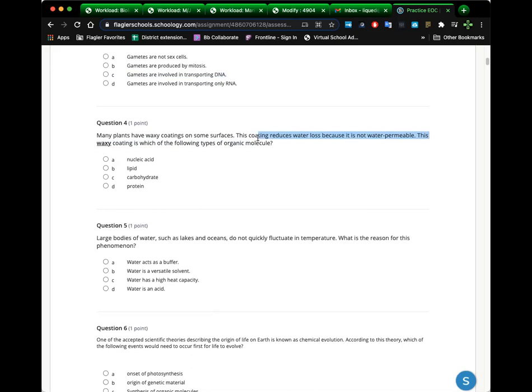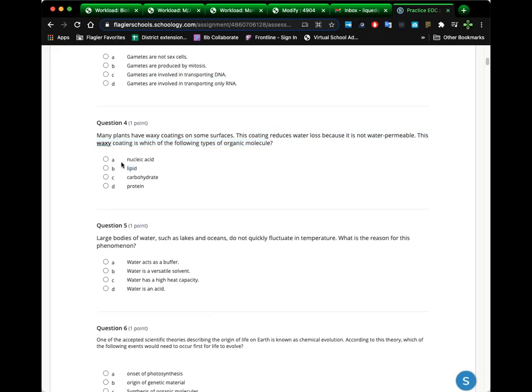Waxy coating, organic molecule. So again, you're just kind of looking for the keywords. So we're talking about macromolecules or biomolecules. So those are your carbs, your lipids, nucleic acids, proteins. Those are the first ones we talked about. Waxy coating. So fats, oils, waxes. Okay. All of those are the same. All of those are lipids.